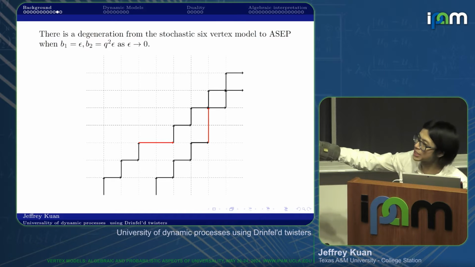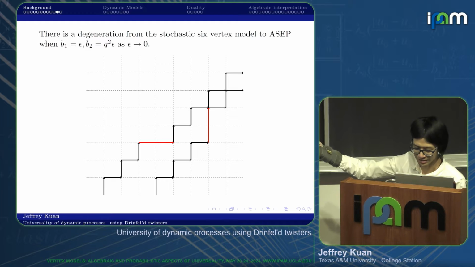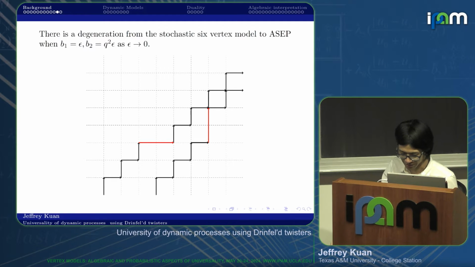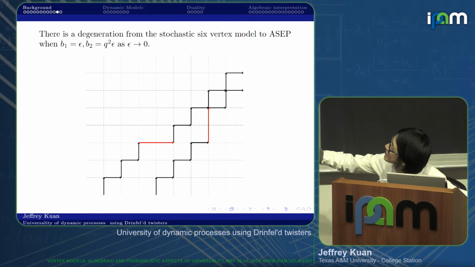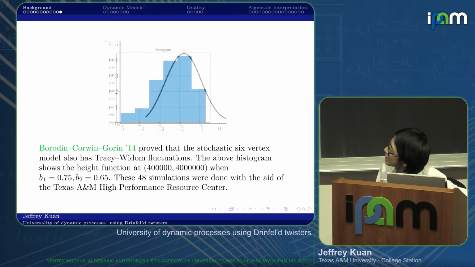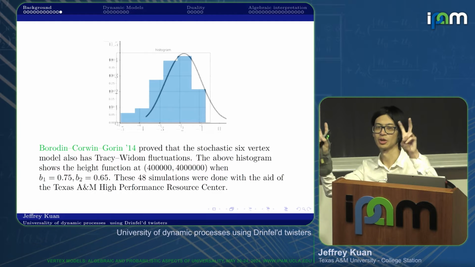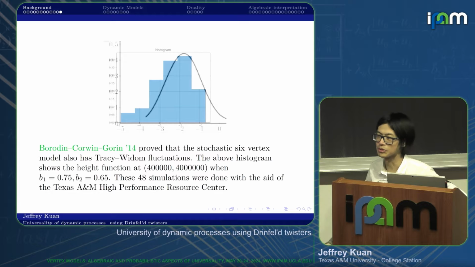Yeah, so there's a degeneration to ASEP, so they're in the same universality class, namely the KPZ universality class. And as you've already heard, there's Tracy-Widom fluctuations. Here's some simulations. This would have taken about 5 months on my computer, but it took only 4 days on the supercomputer.